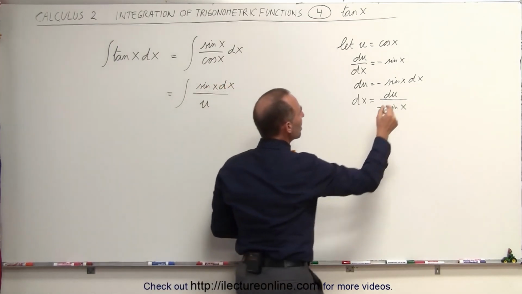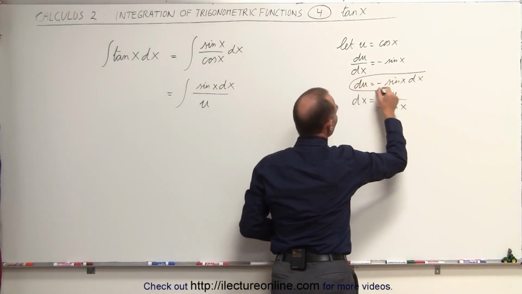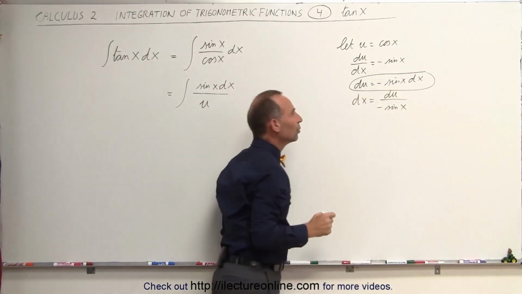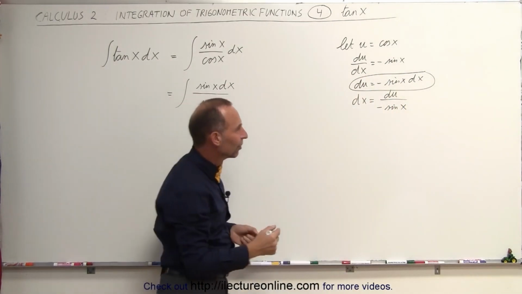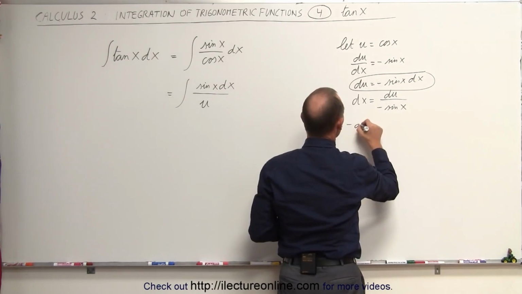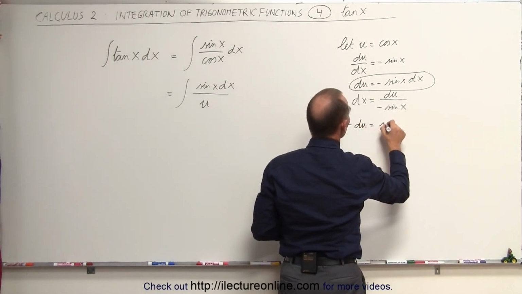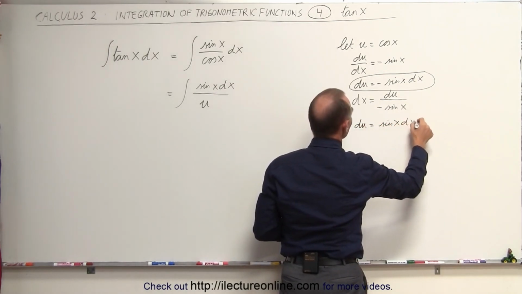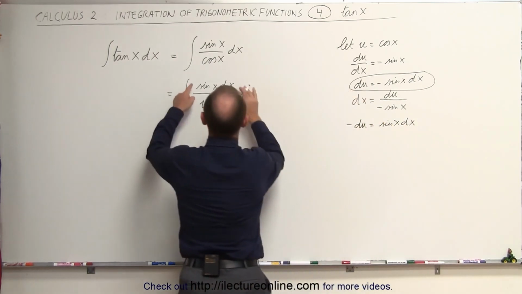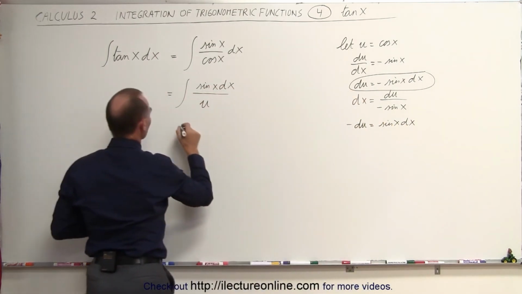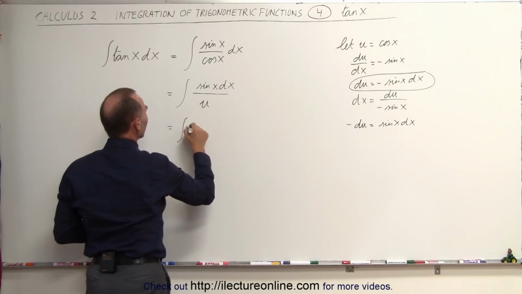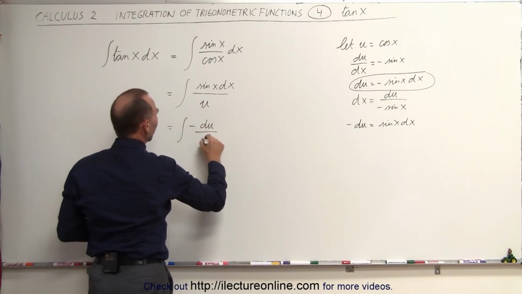And let's take a look over here. The sine of x times dx times the negative is equal to du. So if we multiply both sides of that by a negative, we get minus du is equal to the sine of x times dx. This can now be replaced by the minus du. So this can now be written as the integral of minus du divided by u.